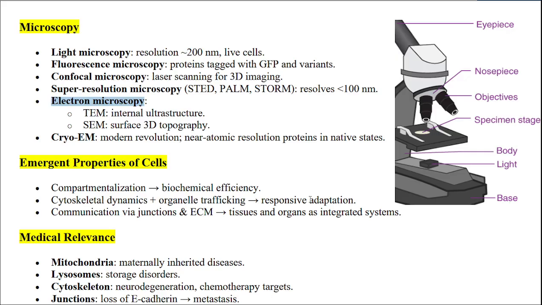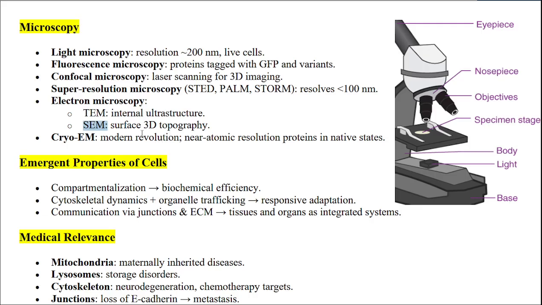This gives you incredibly detailed cross-sectional views of the internal machinery. You can see the membranes of the ER, the folds, cristae, inside mitochondria, individual ribosomes. And the other type? SEM, or scanning electron microscopy. This gives you amazing surface views.